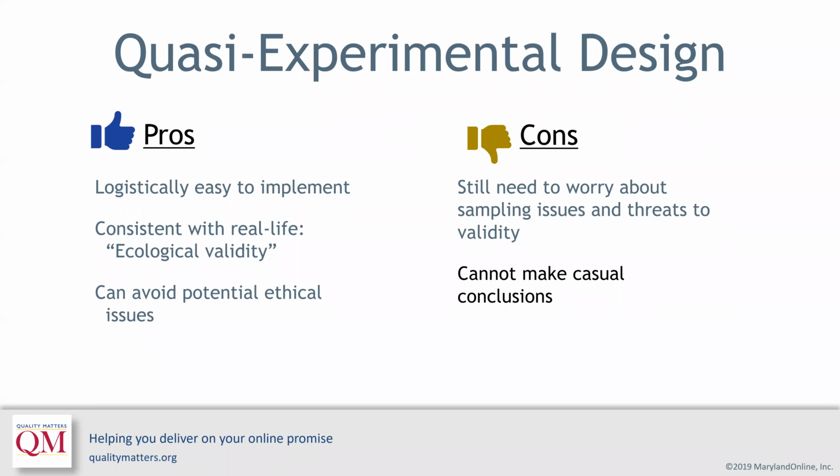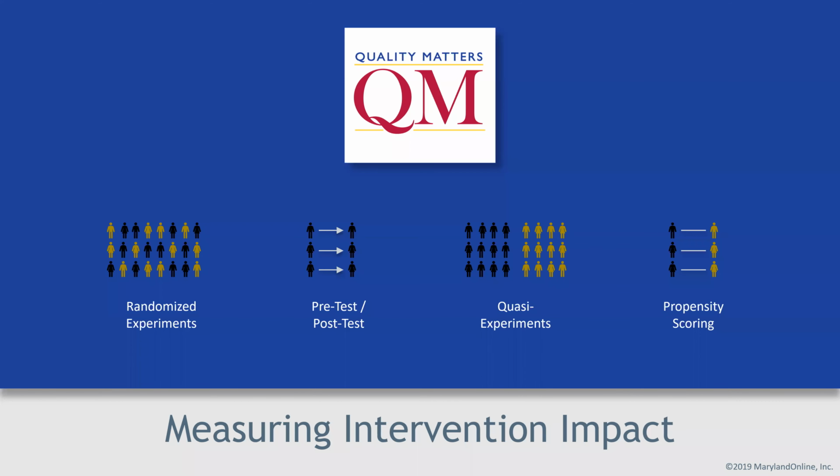And with the type of research a lot of us are doing in online education, I think it's really important to look at propensity scoring and be aware that this is an option that exists.